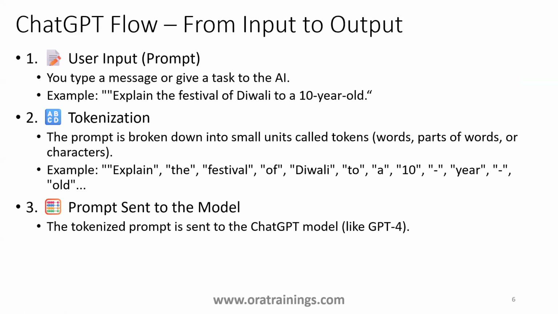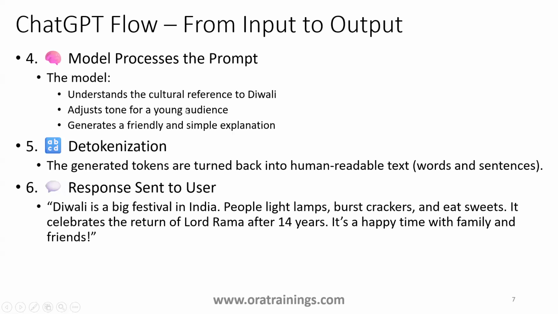Okay, so the same thing again, with some more information. We can see one example here. User input: you type a message or give a task to the AI. Example: explain the festival of Diwali to a 10-year-old. This is my question. So now what is happening? Tokenization. I'm dividing the input into multiple individual words, and this prompt is sent to the model. You can consider any ChatGPT or OpenAI model, or a Facebook Meta AI model, or a Gemini model, anything. Then the model processes the prompt: it validates your question and tries to get the response from the database which the model has. And then it will detokenize and you'll get a response.